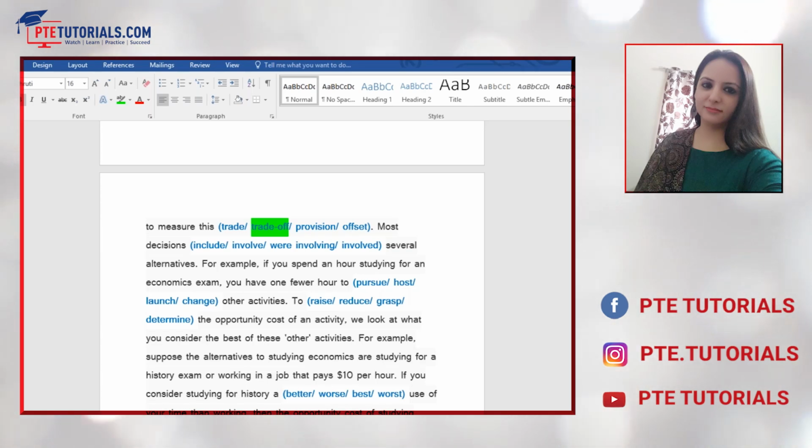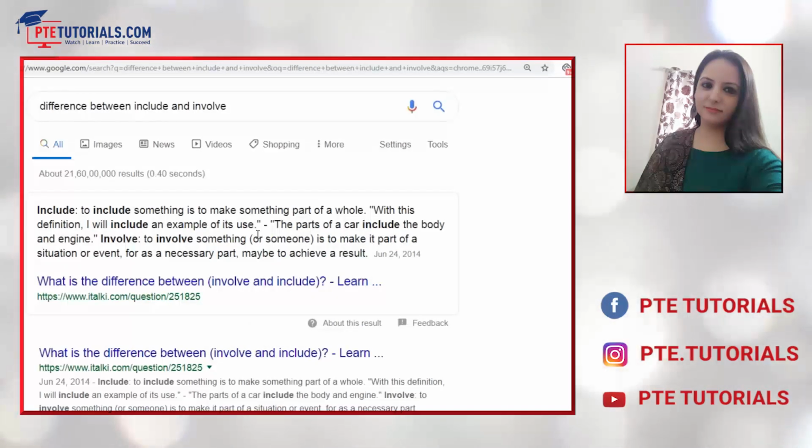This is how you should differentiate the words for which you are confused. Never ever check their meaning only. Check their meaning with their sentence formation so that you get to know, if this is the theme, then I will be using this word. If this is the theme, then I will be using this word.